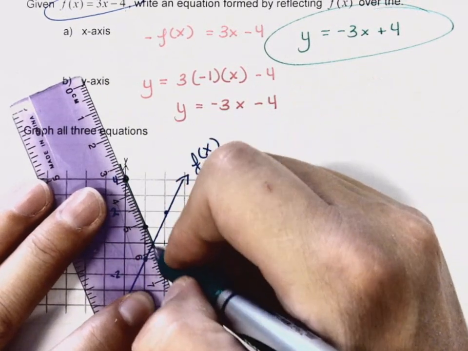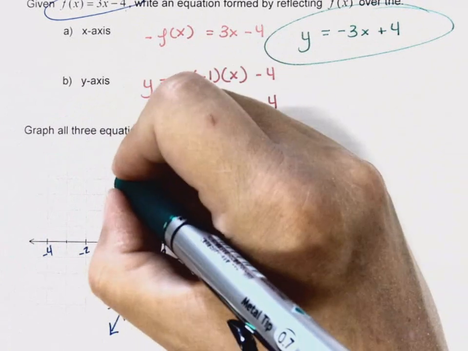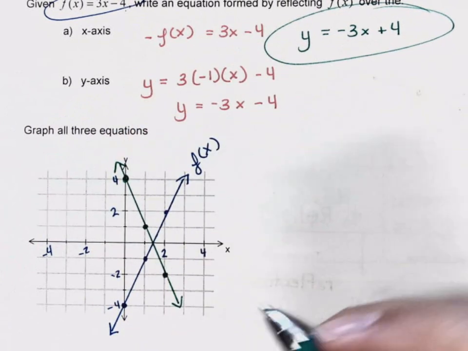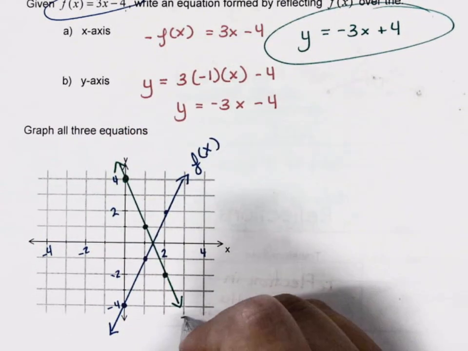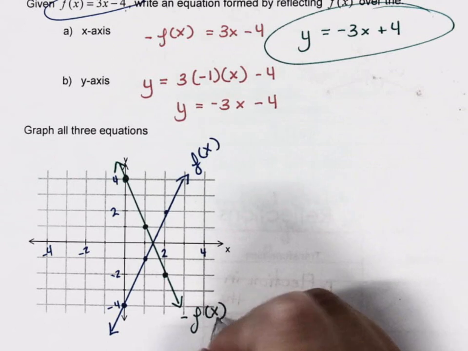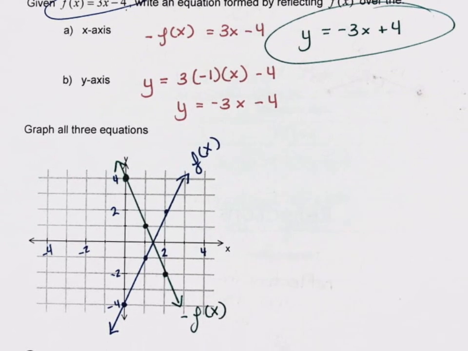On a test or anything, do we have to change the colors? Nope. But you will need to label them. So I labeled that one negative f of x, because really, that's what I did, right? I just multiplied the y's by -1. I can put the equation. You can totally put the equation beside it too, Steve. All of those would be very acceptable.